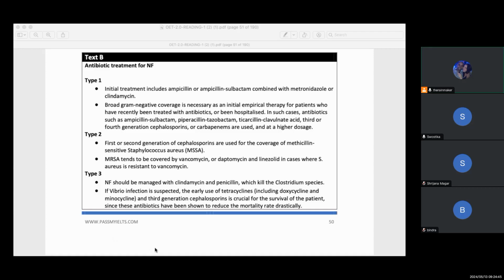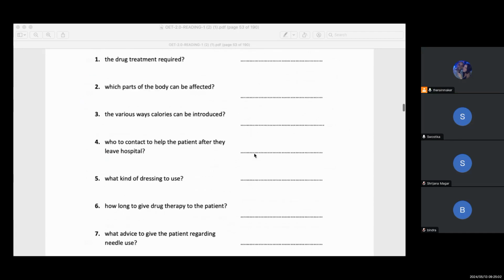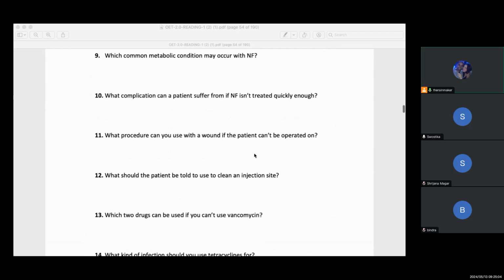Did you find it? Yes. Clindamycin, and good. You don't have to read everything, you just have to start looking for Clostridium. There you go, Clostridium is here, and the two medications with it are clindamycin and penicillin. That's what you copy here. Done.